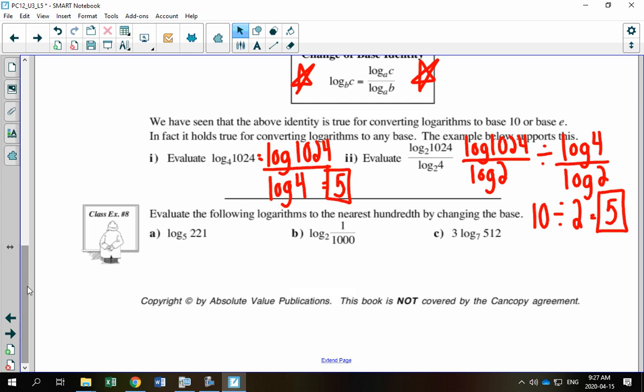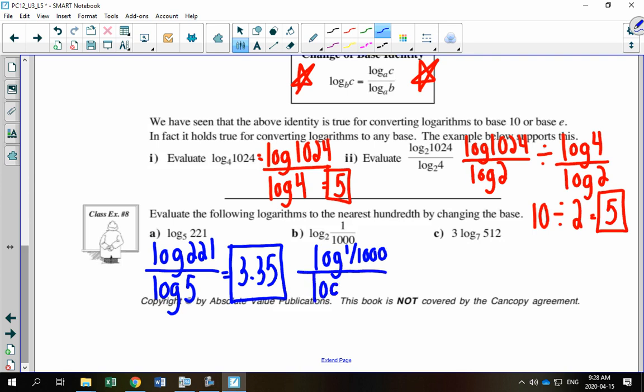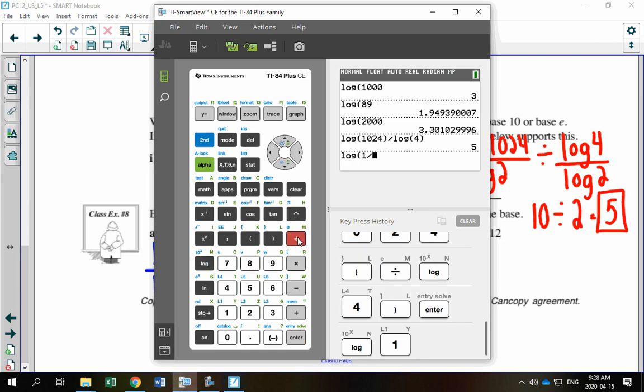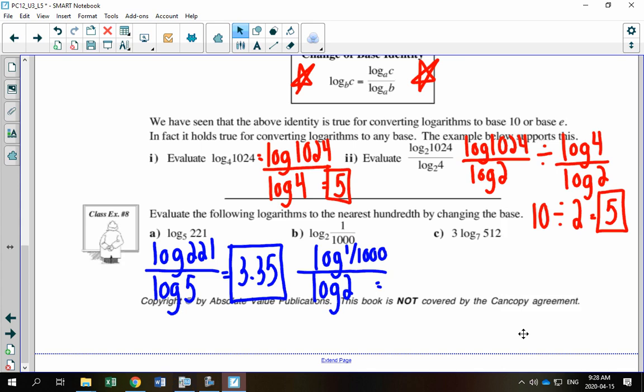Okay, number 8, evaluate to the nearest hundredth by changing the base. Again, we're just dividing them, so log of the argument 2021 divided by log of the base, log 5. They're both base 10, which you just throw into your calculator, and you get 3.35. Okay, for b, same thing with that fraction. So log of 1 over 1,000 for the top, divided by log 2. So log of 1 divided by 1,000, divided by log 2, gives negative 9.97.